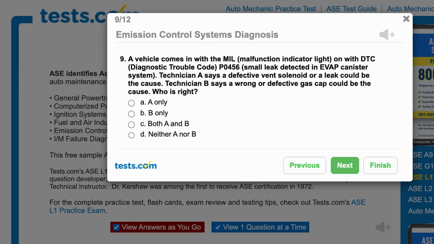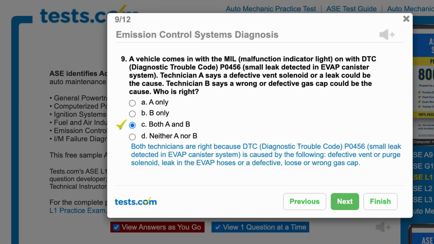Emission control systems diagnosis. Question 9. A vehicle comes in with the MIL, or malfunction indicator light, on with DTC, diagnostic trouble code, P0456, small leak detected in evap canister system. Technician A says a defective vent solenoid or leak could be the cause. Technician B says a wrong or defective gas cap could be the cause. Who is right? A, A only. B, B only. C, both A and B. D, neither A nor B.